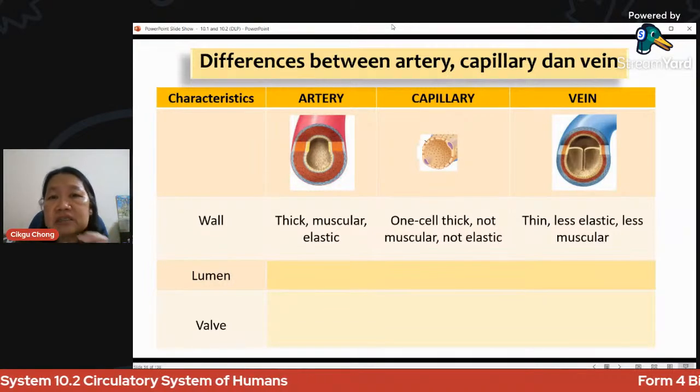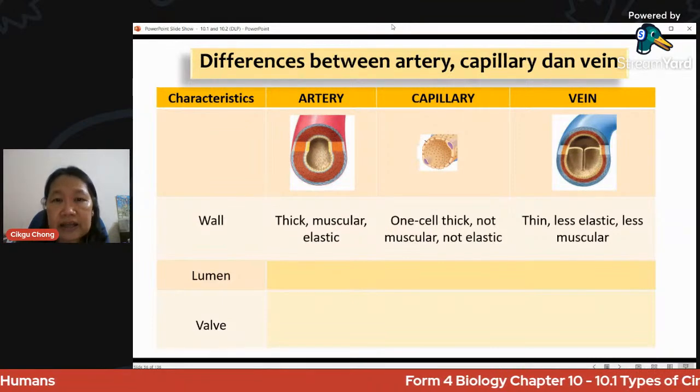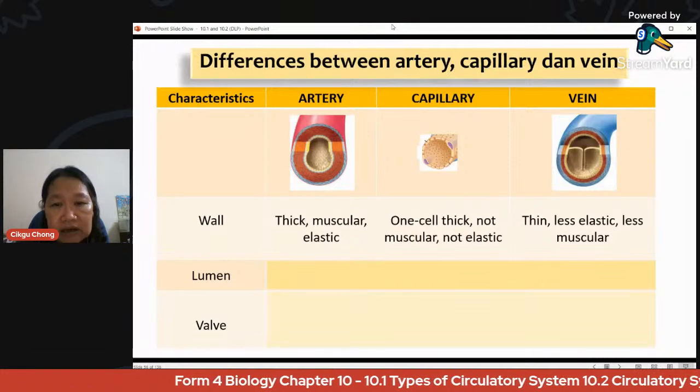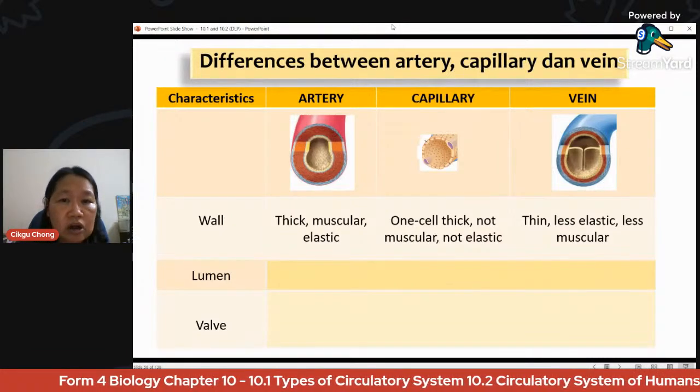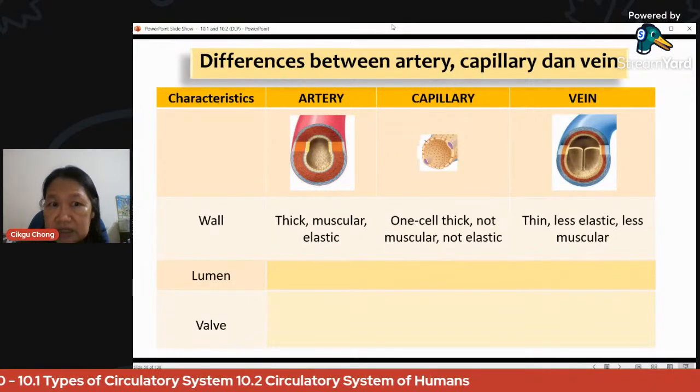So that's important because it needs to resist the pressure, so the blood vessel doesn't break. Okay, and then next one, capillary. The capillary is one cell thick only, and it's not elastic at all. It doesn't have any muscles there. It's only the inner layer.